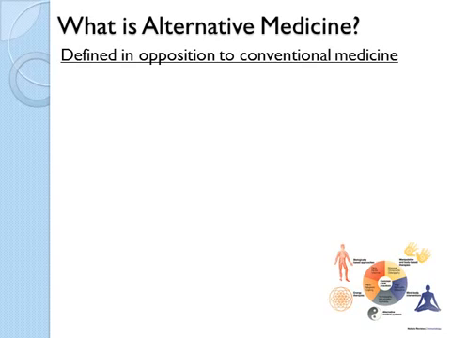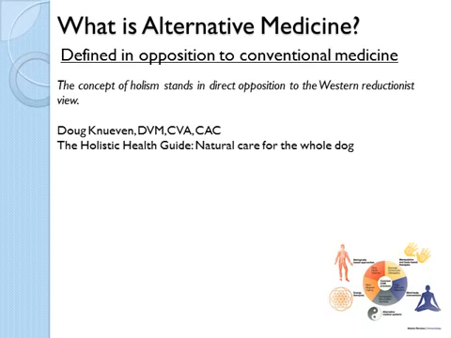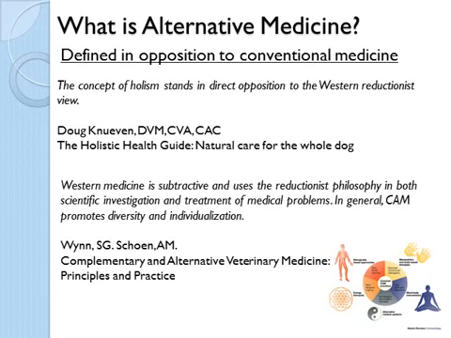And again, alternative medicine can frequently be defined primarily because it is not conventional medicine, and even proponents of CAM will define it this way in many cases. The concept of holism stands in direct opposition to the Western reductionist view. So one of the ways of marketing alternative therapies is to explain how they're not like conventional medicine. Western medicine is subtractive and uses the reductionist philosophy in both scientific investigation and treatment of medical problems. In general, CAM promotes diversity and individualization. So again, we're setting up the philosophical differences as part of the way of understanding why alternative medicine is alternative.